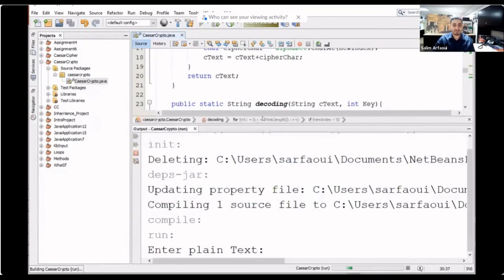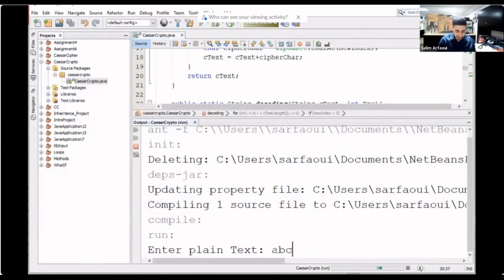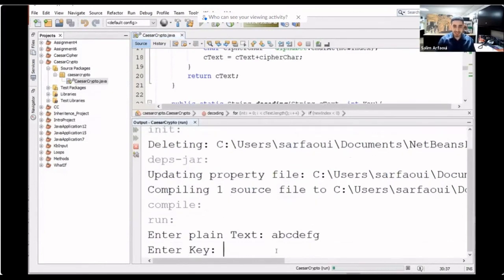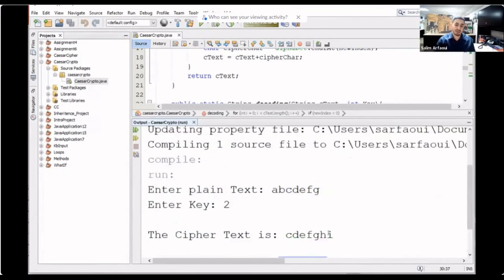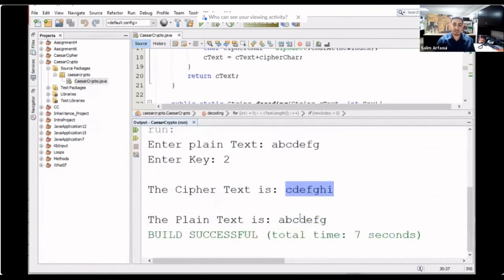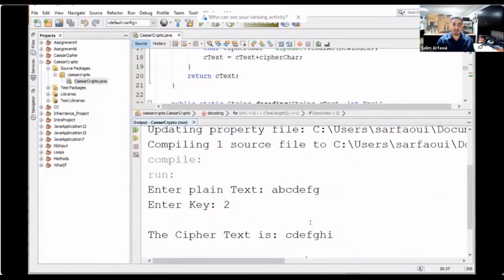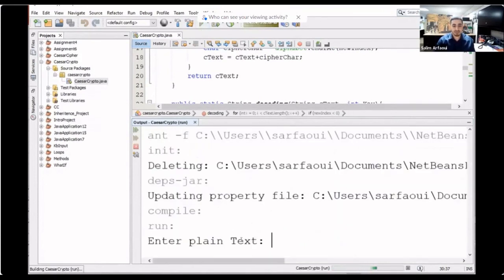So if I put A, B, C, D, E, F, G, and put a key, let's say 2. So this is C, D, E, F, G, H, I. Well, that's a shift of 2 characters, right? And this is like the original message saying that this decodes to that. So that means we're good. So let me run it with something more meaningful.